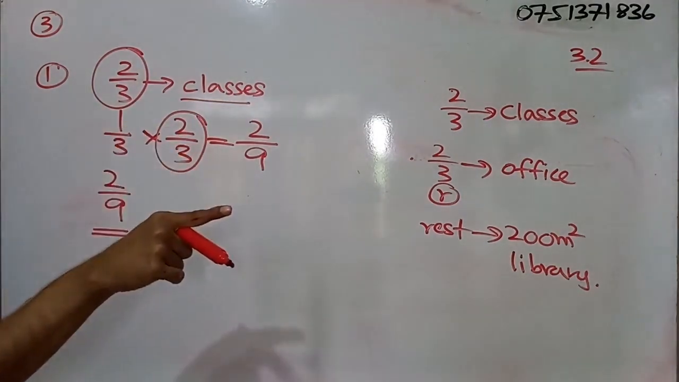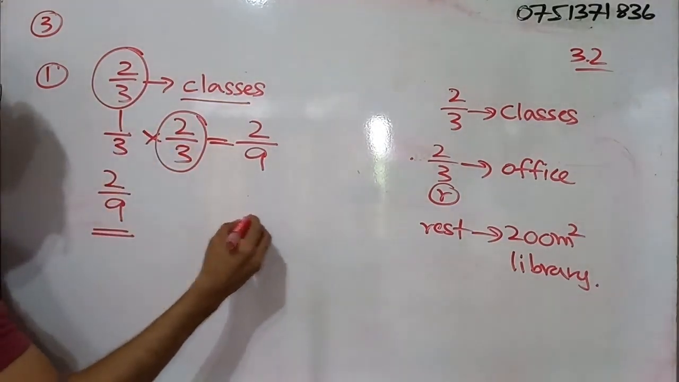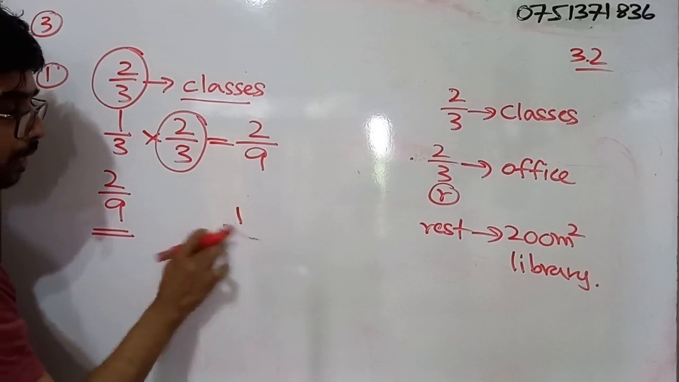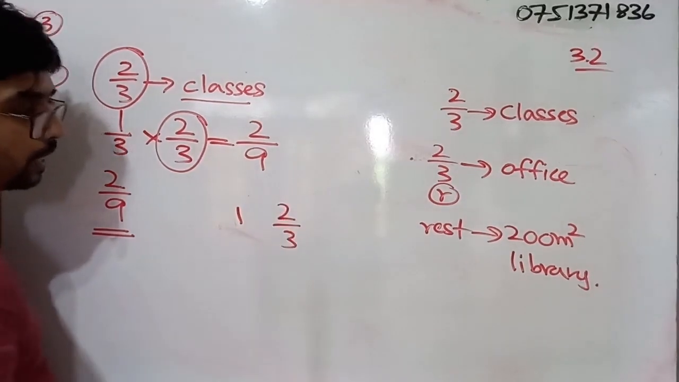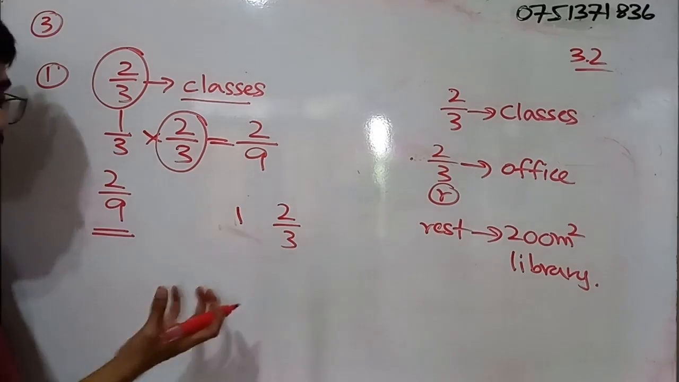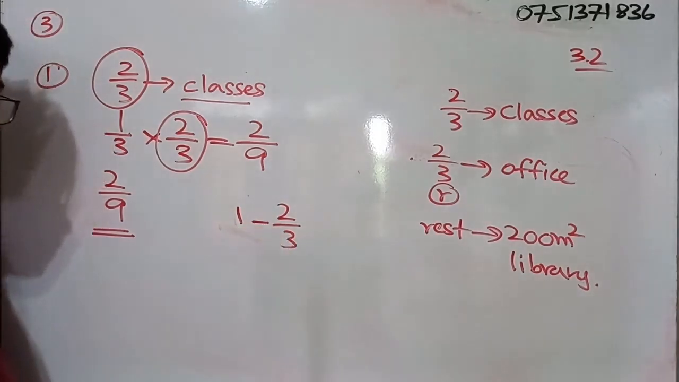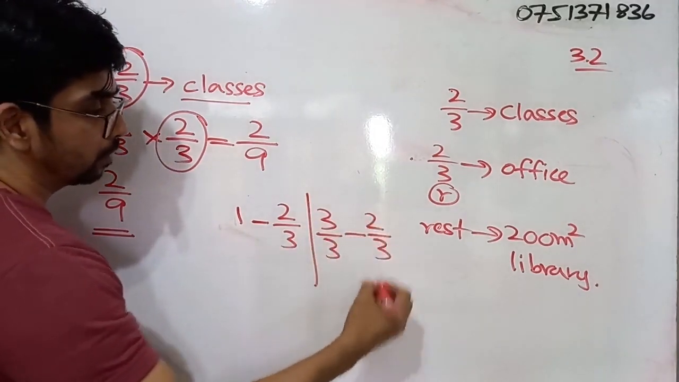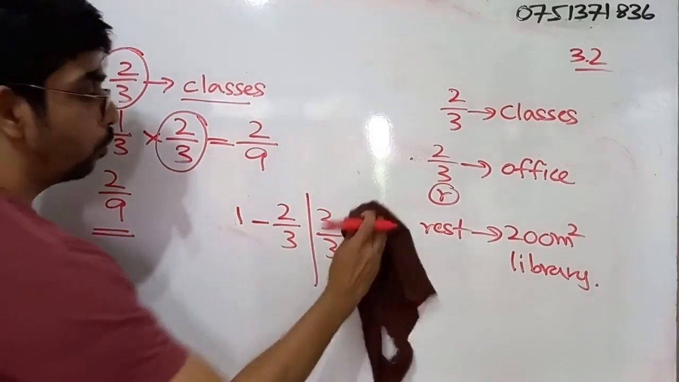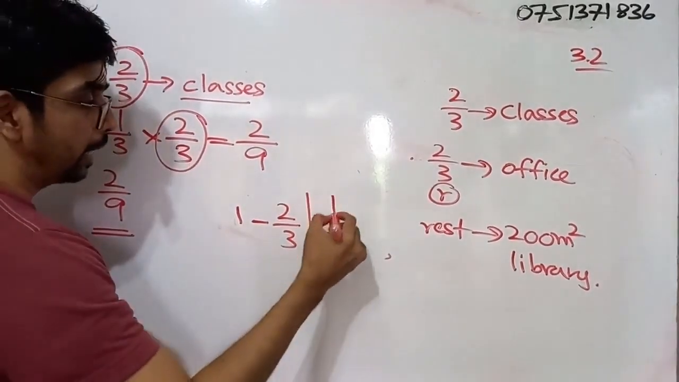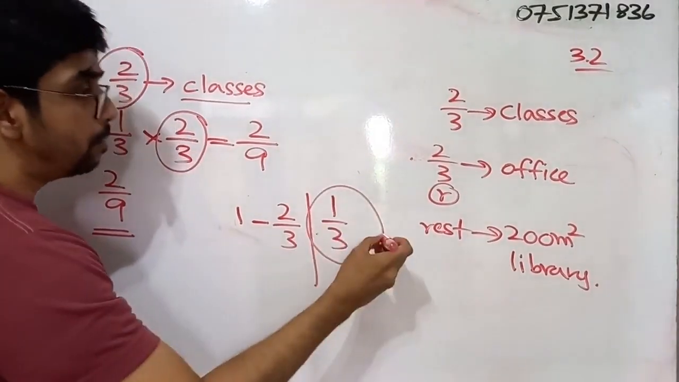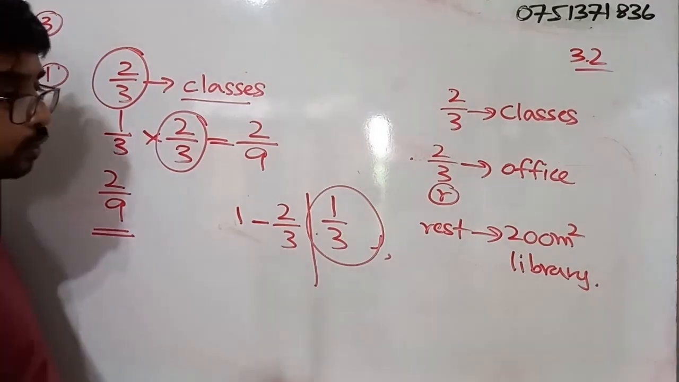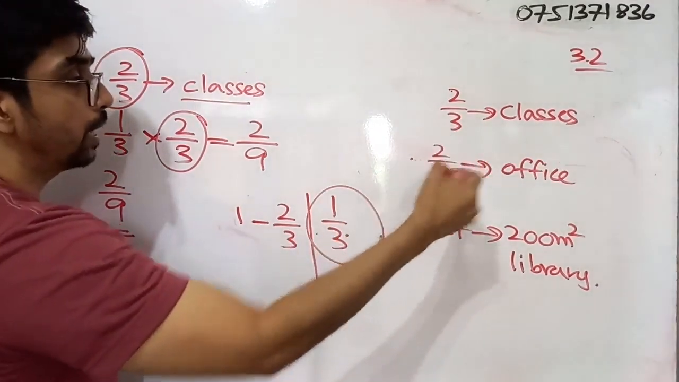So from the remaining amount, what is the remaining amount? So from the whole floor area, 2/3 have been allocated for the classes. Then how much remains? We have to do the subtraction, no? So what will this be? 3/3 minus 2/3. What do we get when we simplify this? 1/3. So from this amount we have to allocate the floor space for the office. So from the remainder again we have to take 2/3.